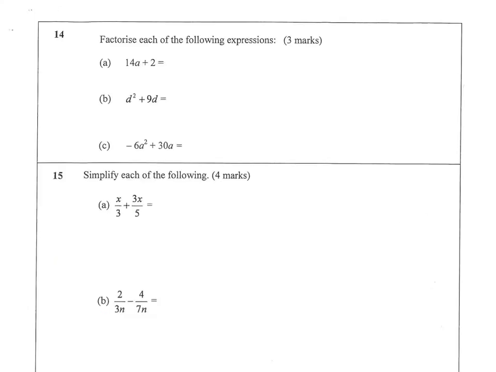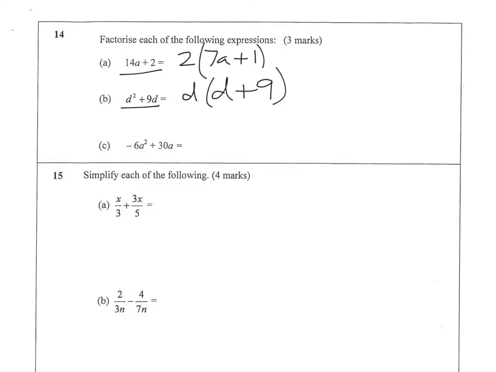Factorise. Okay, take out a common factor. What goes into both 14 and 2? 2 does. How many times? 7 and 1. What's common? D. You're left with a D and 9.